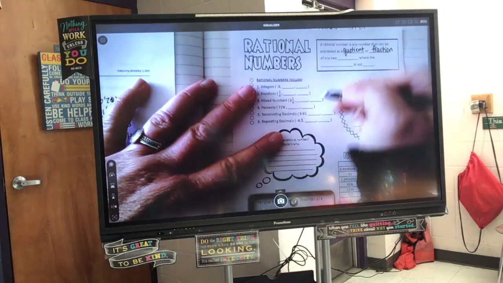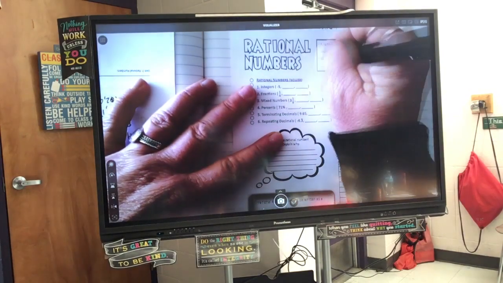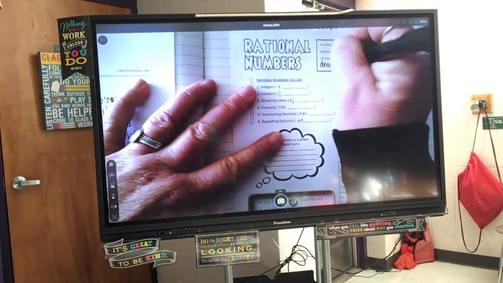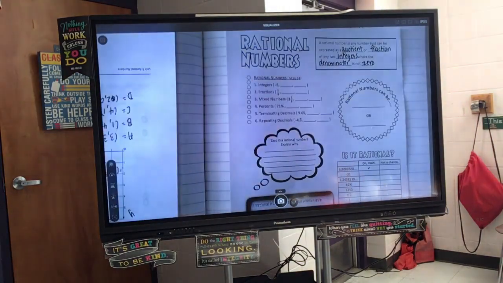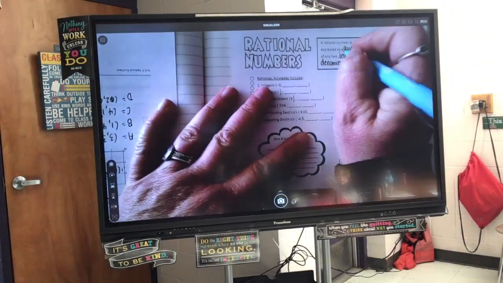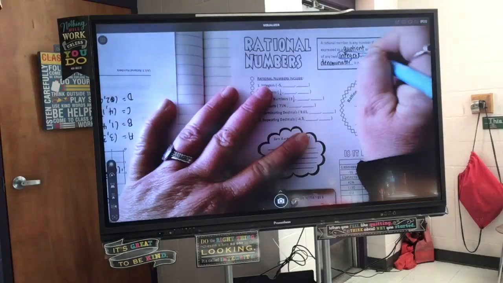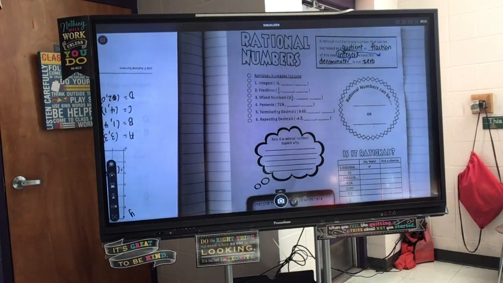And any two integers where the denominator is not a 0. Alright, so a couple of things within this little definition. The word integers. What is integers? Anybody know? What does the word integer mean? Because if you don't know what integer means, then how do you understand the definition?